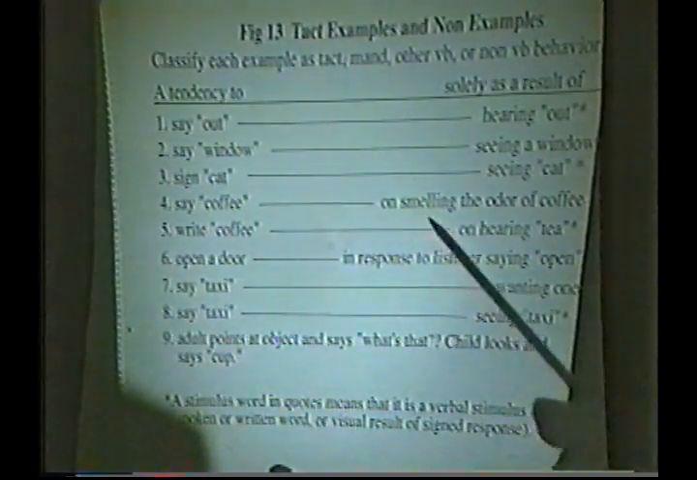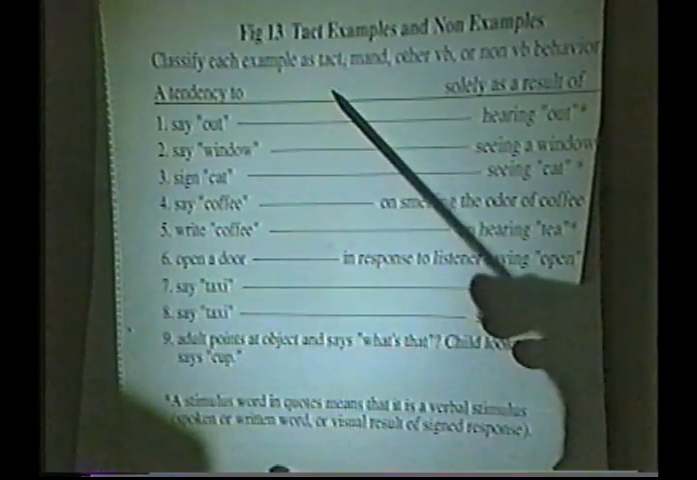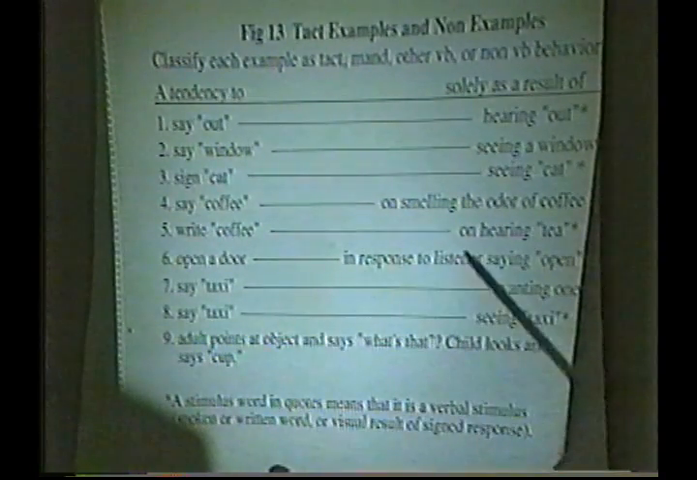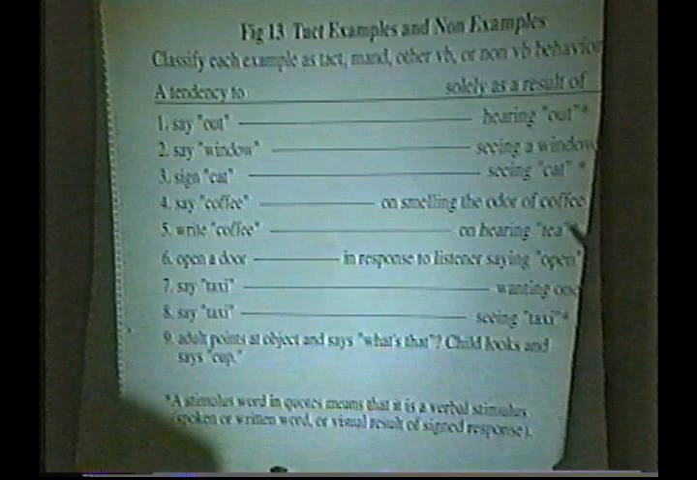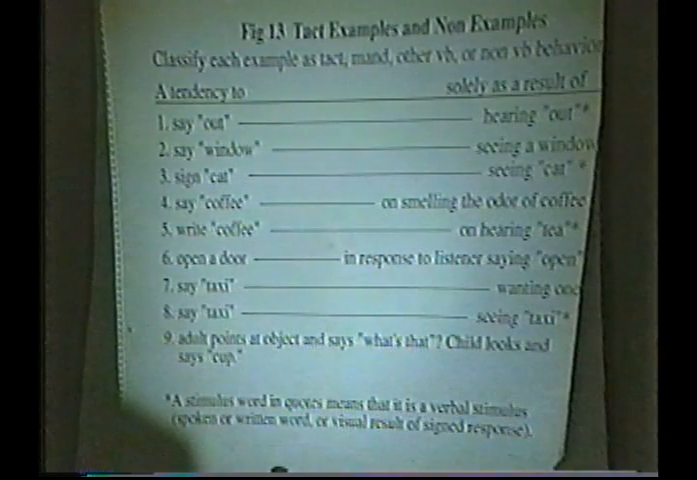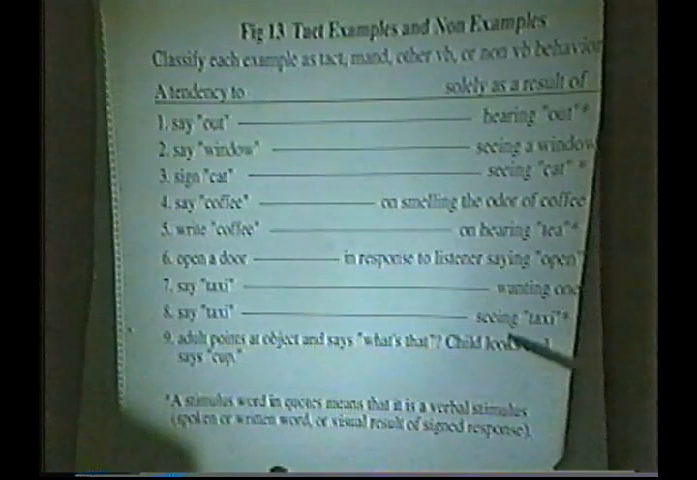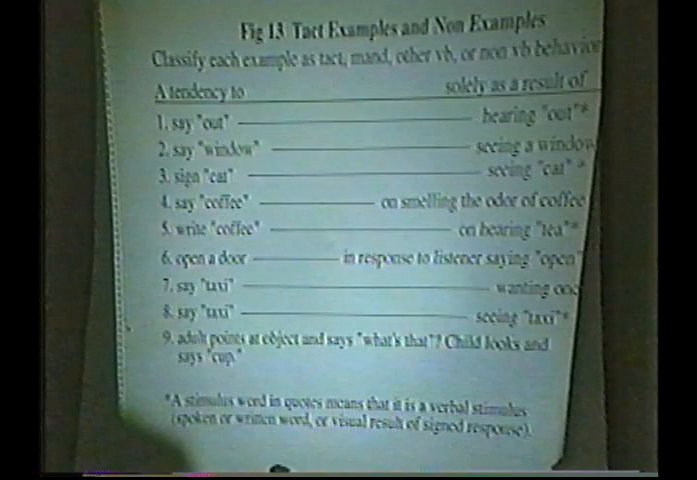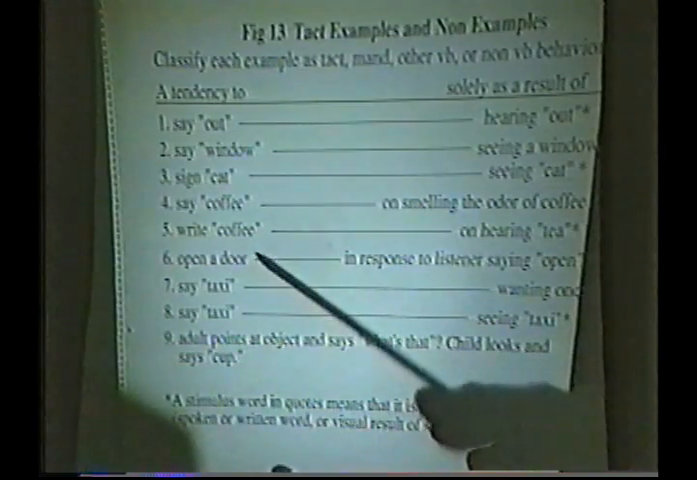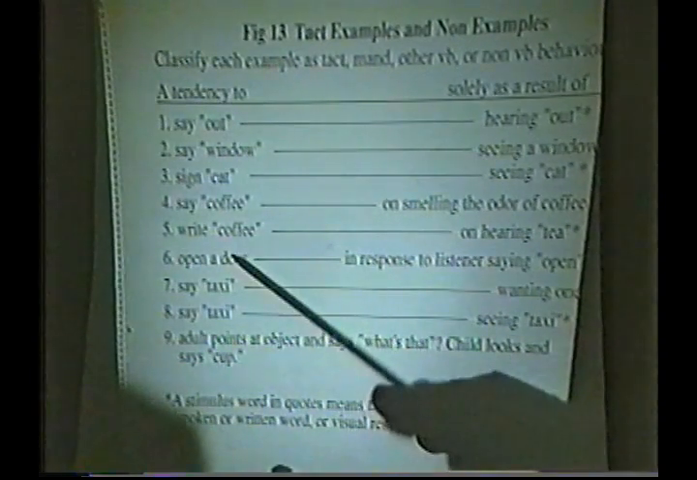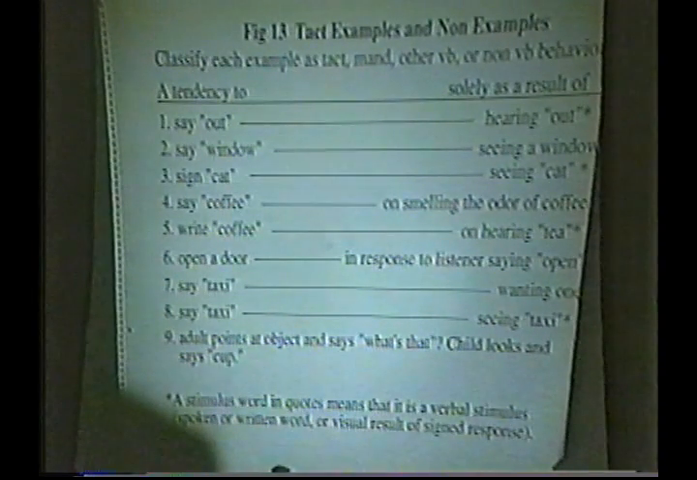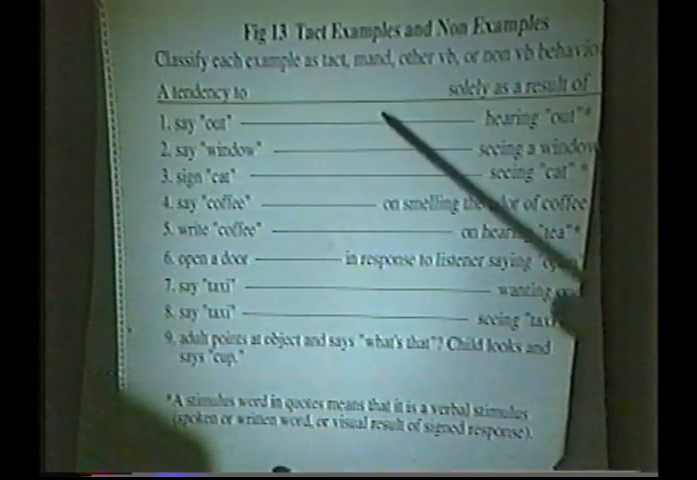To say coffee as a result of smelling the odor of coffee, clearly a tact. To write coffee as a result of hearing tea. Well, hearing tea is not a nonverbal stimulus. Tea, of course, is a nonverbal stimulus, but not when I have a quotation around it. The quotation indicates that it's a verbal stimulus. So our speaker heard someone say tea and wrote coffee. A good example of verbal behavior, but not a tact and not a mand.